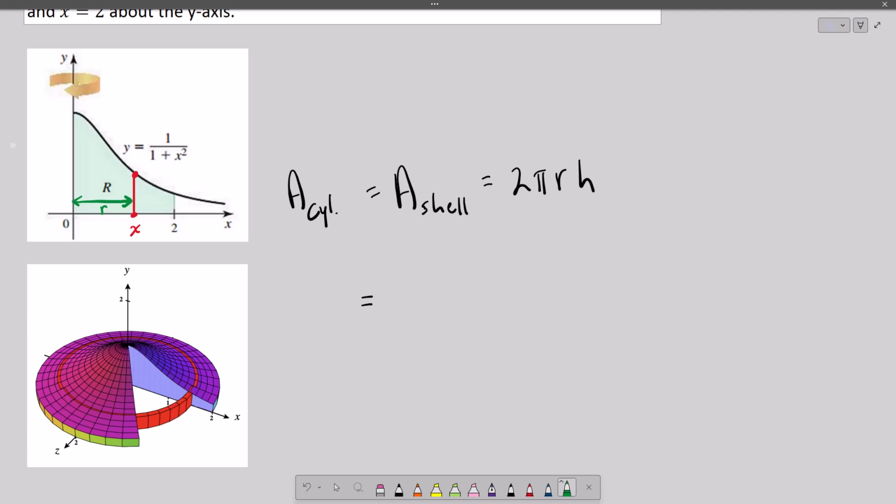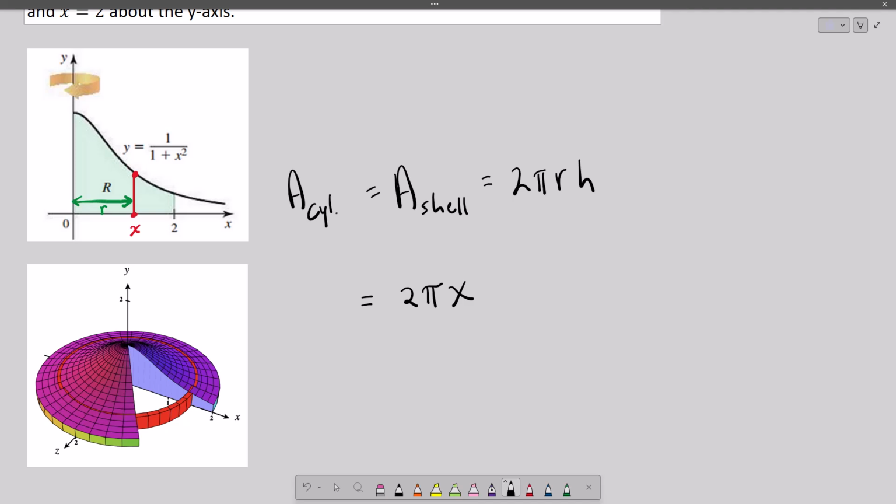And what do we use to represent anything from 0 to 2? X. Right there. This is a representative vertical element at a random x. So how far is that random thing from the y-axis? X. That's what that x means. That's how far you are from the y-axis. So that x represents the radius of the cylinder at x. So that part's easy: r equals x. That's how far we are from the axis of rotation.